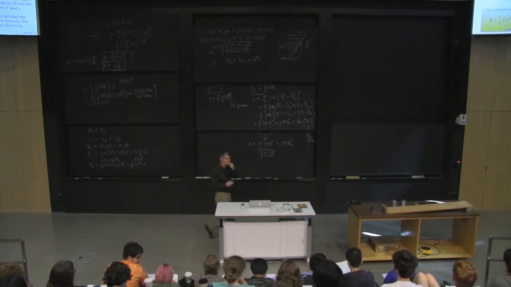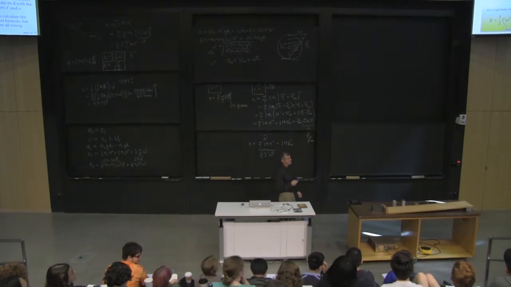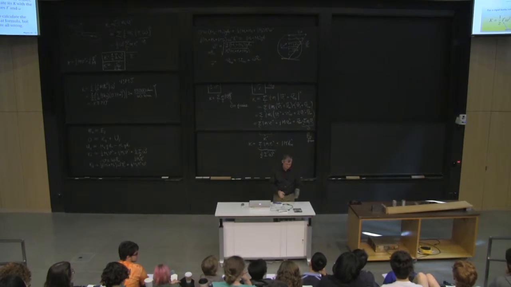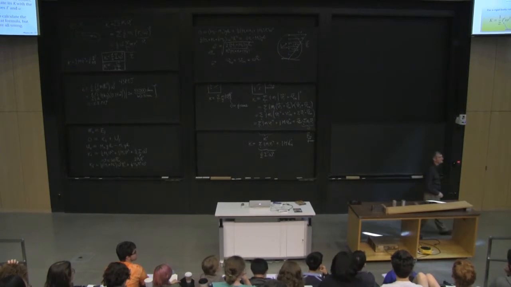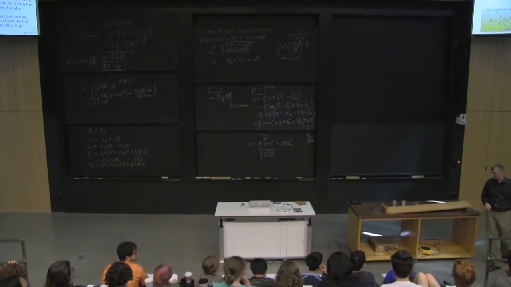Yeah? Why did we know that the angular velocity about the center was the same as the angular velocity about the end? Clearly, my objects have not been big enough.